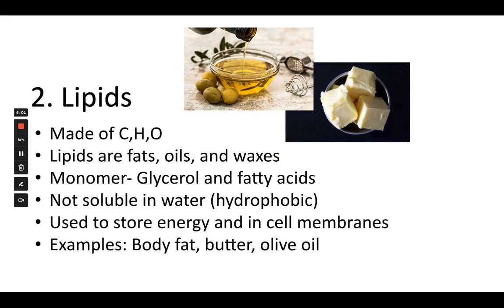Our second macromolecule are lipids. Now please notice that lipids are also made of carbon, hydrogen, and oxygen, but in this case lipids are not carbohydrates, of course. They are fats, oils, and waxes. Their monomer is glycerol and fatty acids. They don't follow the rules exactly like the other three macromolecules do, but for our purposes, the monomer is glycerol and a fatty acid.